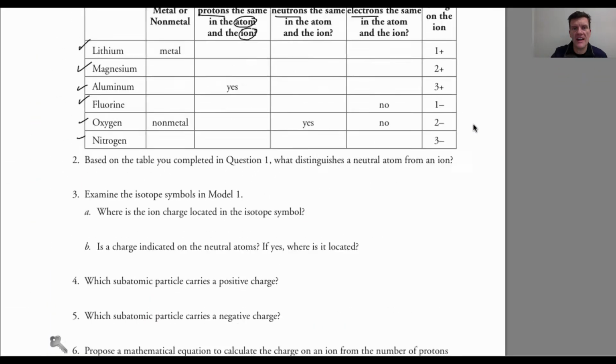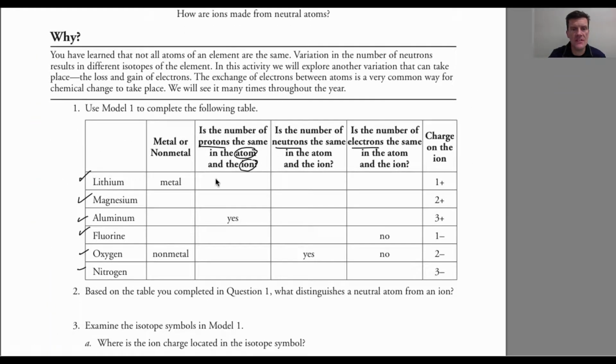So we can go ahead and answer this question for all of these. Protons are all the same. Yes, yes, yes, yes, and yes. Number of neutrons the same. Yes, yes, yes, yes, yes, and yes. And here it is the electrons that they are making sure you understand is the subatomic particle that is changing.